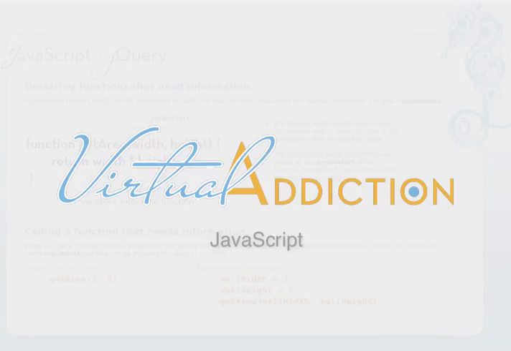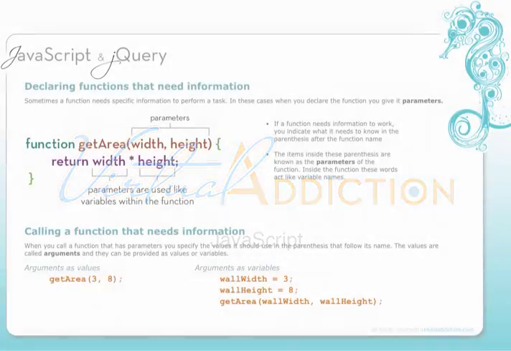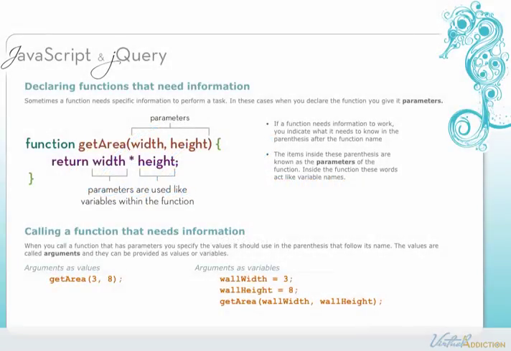Sometimes a function needs specific information to perform its task. In such cases, when you declare the function, you give it parameters. Inside the function, the parameters act like variables. If a function needs information to work, you indicate what it needs to know in parentheses after the function name. The items that appear inside the parentheses are known as the parameters of the function.